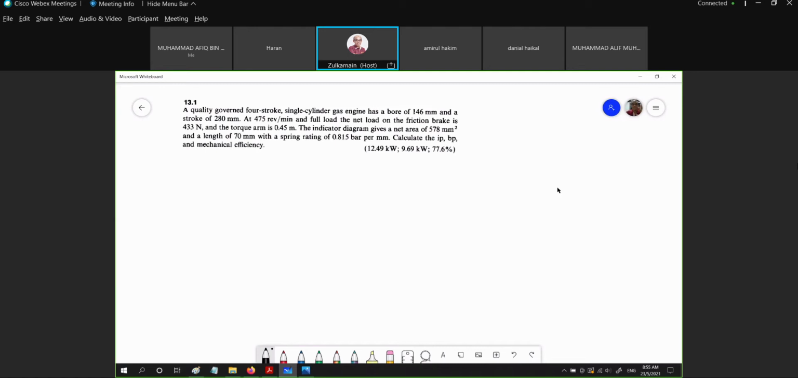Friction brake ni maksudnya dynamometer punya side lah ya. Sebab dyno ni dia akan berikan seolah-olah macam ada braking effect pada kita punya engine. So dia panggil sebagai friction brake. And the torque arm is 0.45 meter. The indicator diagram gives a net area of 478 millimeter squared and length of 70 millimeter with a spring rating, which is the spring constant, of 0.815 bar per millimeter. Calculate the IP, the BP, and the mechanical efficiency.